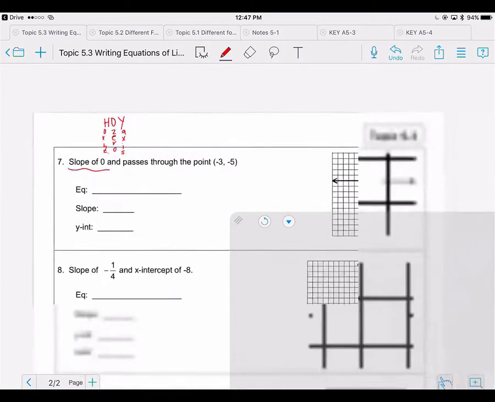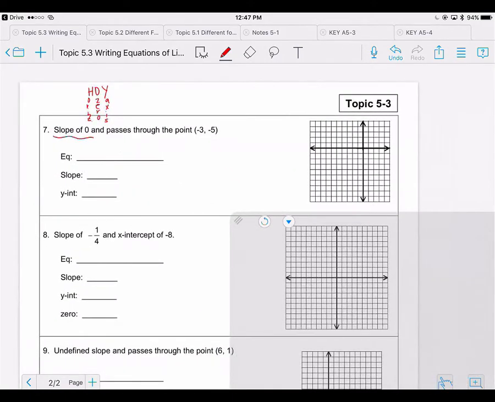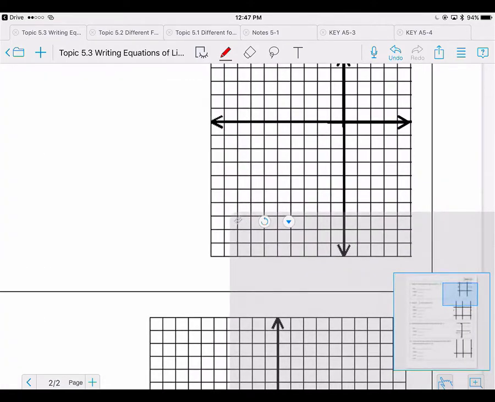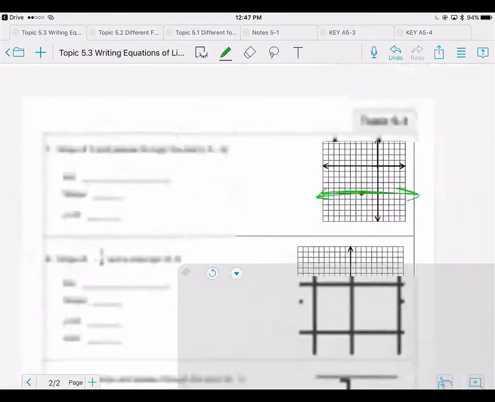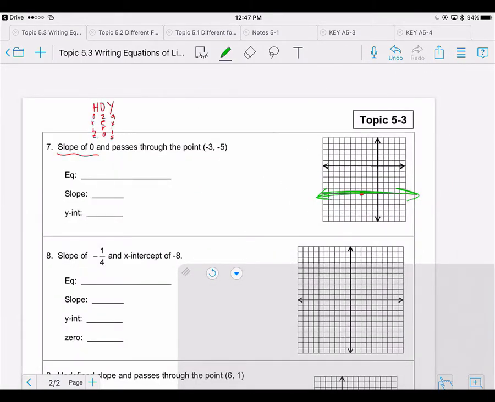So for this point, we could plot the point -3, -5. So we go left 3, down 5. And then a slope of 0, remember you can write a 0 for the slope, but it is a horizontal line. So this has a slope of 0. Your y-intercept is going to cross the y-axis at whatever your y point is, so -5.